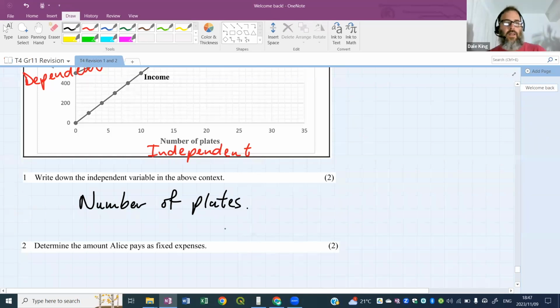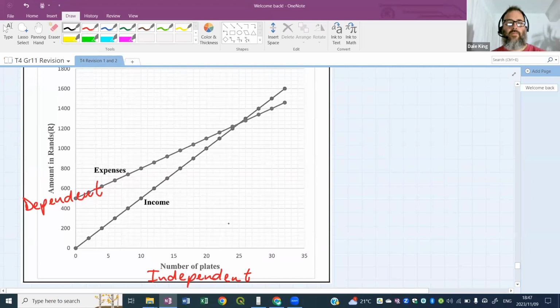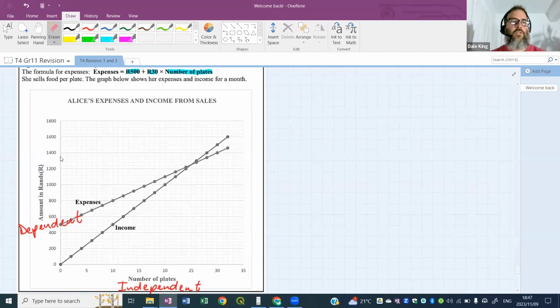Number 2, determine the amount Alice pays as a fixed expense. Determine the amount that Alice pays as a fixed expense. You guys should easily get this. There's the scenario in front of you. Determine the amount that Alice pays as a fixed expense. Yeah, Keon, it's the 500 Rand.